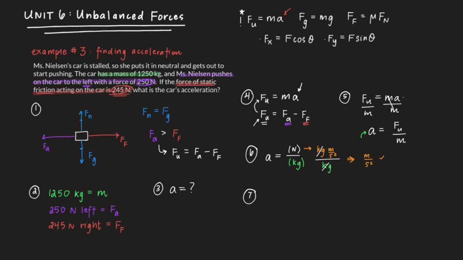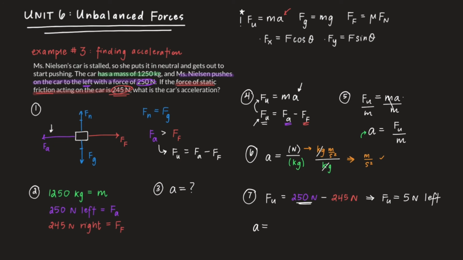Now we're going to plug in and chug and solve this problem. So Fu, we're going to find that first, the unbalanced force. We're going to take our applied force, which is 250 newtons to the left, and we're going to subtract the other force in the tug of war, which is 245 newtons to the right. We're going to subtract those, and we see that for our unbalanced force, we get 5 newtons. And again, it's in the same direction as the winning force, which is the applied force, which according to our free body diagram is to the left. So our unbalanced force is 5 newtons to the left.